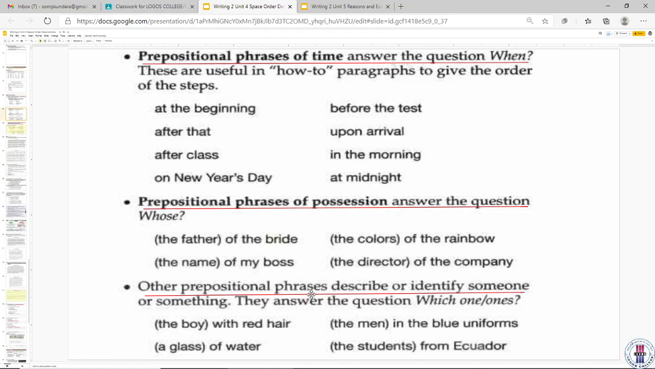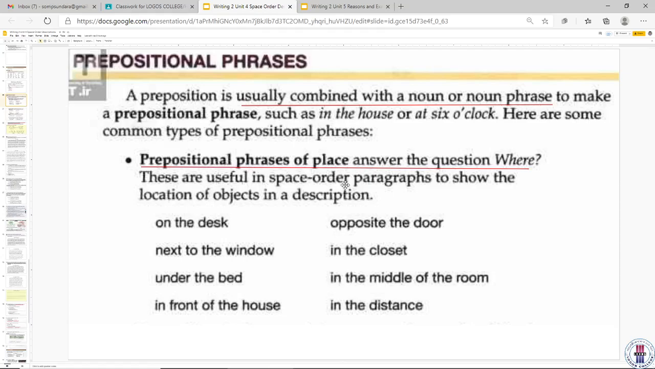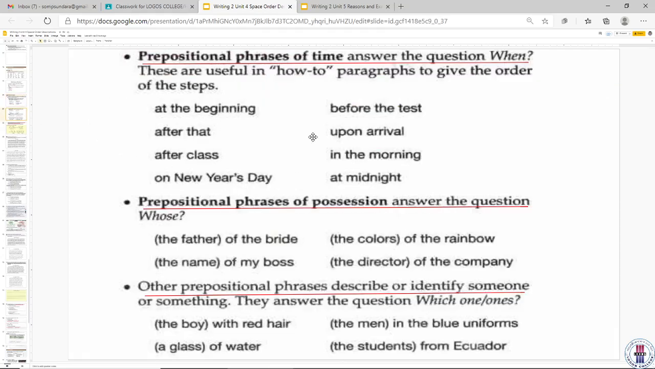Other prepositional phrases describe or identify someone or something. They answer the question, which one or ones. Right? The boy with red hair, your preposition is with. It describes the boy. It identifies the boy. Right? Who? The boy. What boy? The boy with red hair. Right? The men. What men? The men in the blue uniforms. So those are 4 types of prepositional phrases. The main ones that you will see are the prepositional phrases of place and time.